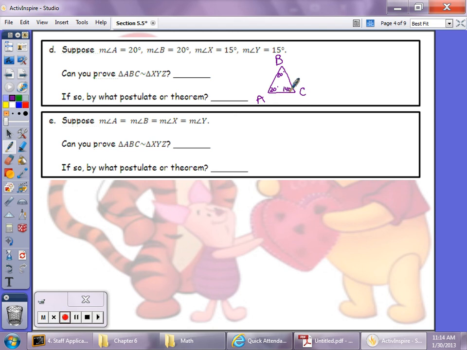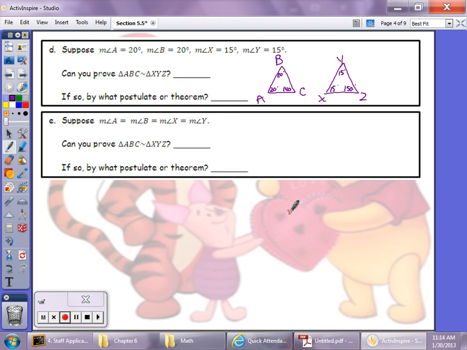In the second triangle, XYZ, we are to assume that angle X is 15 degrees, angle Y is 15 degrees. Therefore, if we complete the triangle, we know that angle Z is 150 degrees.